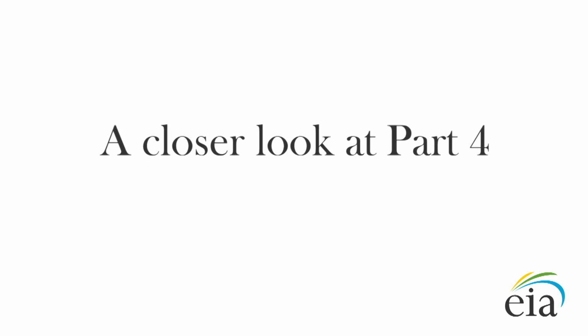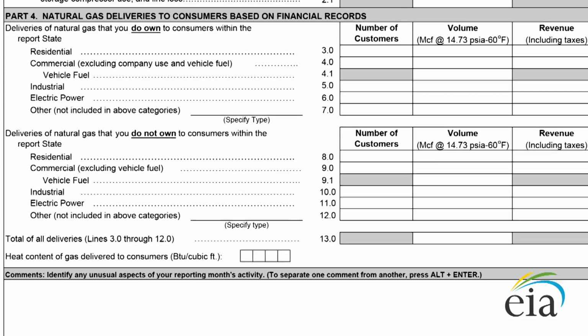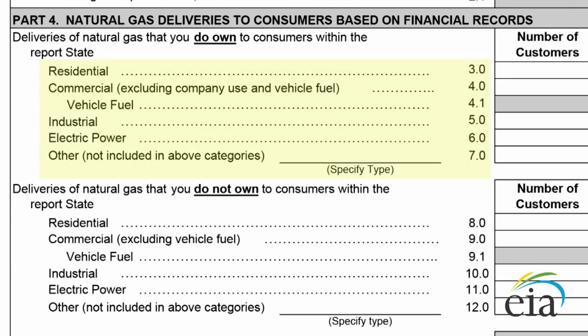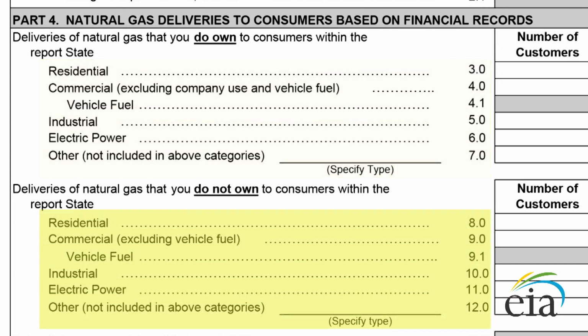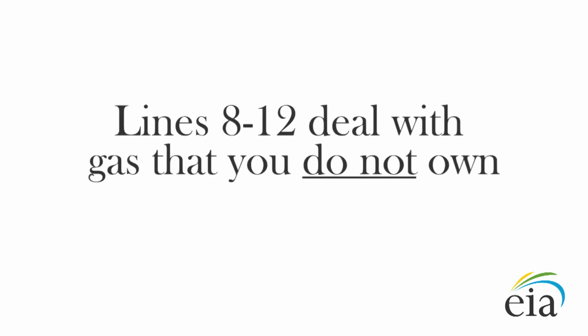Now, let's take a closer look at the individual survey lines in Part 4. For every line in Section 4, report the volume of gas delivered, the revenue associated with that volume, and the number of customers for that particular sector. You'll notice that lines 3 through 7 and lines 8 through 12 mimic each other, with one important difference. Lines 3 through 7 deal with volumes of gas that your company owns. Lines 8 through 12 deal with volumes of gas your company does not own.